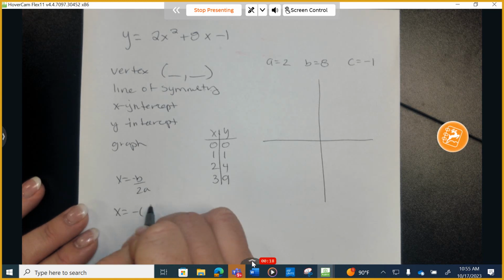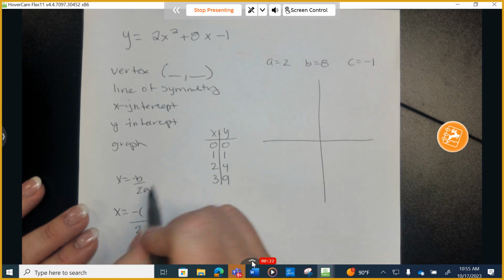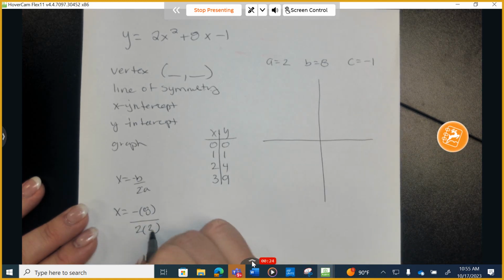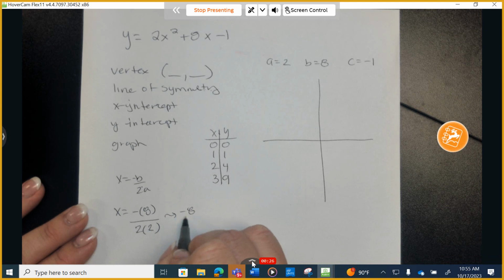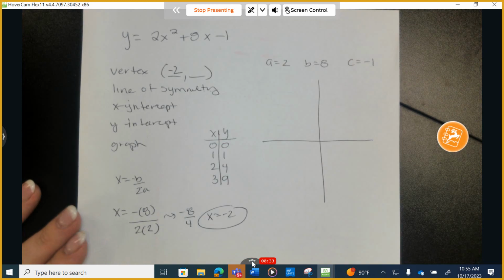So x equals negative b over 2a. My b value for this problem is 8. My a value is 2. So this reduces to negative 8 over 4, and when I fully reduce that, I get negative 2. Okay, that is the x-coordinate of the vertex.